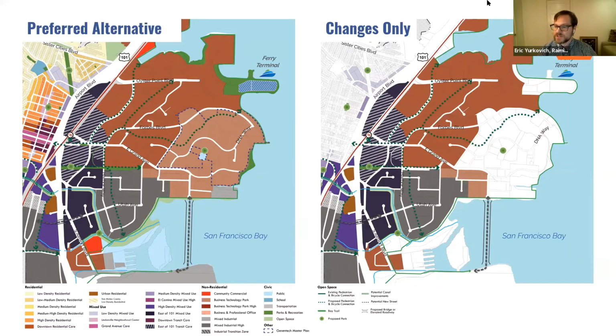From Jennifer: most of the East of 101 area shows change from current land use. It would be helpful to compare magnitude of change from existing conditions. Thank you, that's a good comment.